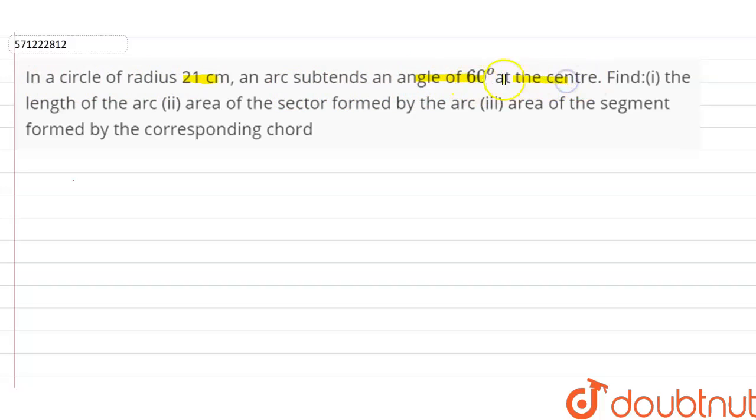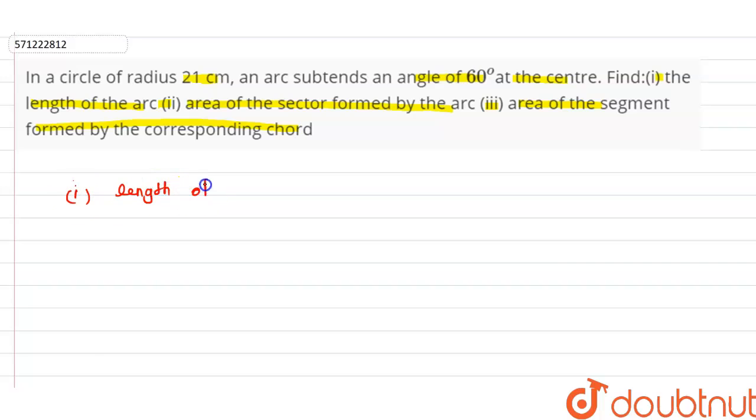In a circle of radius 21 centimeter, an arc subtended an angle 60 degree at the center. Then find the first one, the length of the arc, the second one, the area of the sector formed by the arc, and the third one, the area of the segment formed by the corresponding chord. So first of all, we have to find the length of the arc.